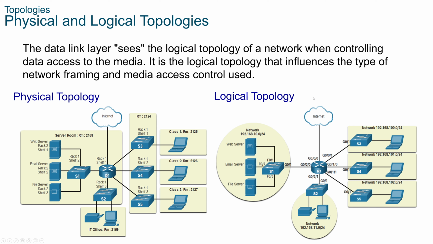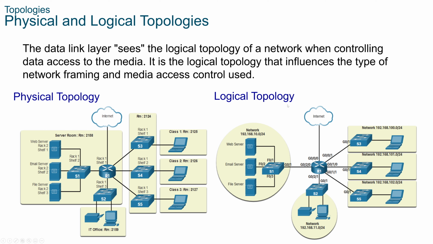So the data link layer sees the logical topology of a network when controlling the data access to the media. It is the logical topology that influences the type of network framing and media access control used. So the physical topology doesn't really have any impact on the network data link layer. The logical topology does. So based on the definitions of the previous slide, if you just look at these two diagrams, you probably now have a better idea about how the physical topology differs from the logical topology.